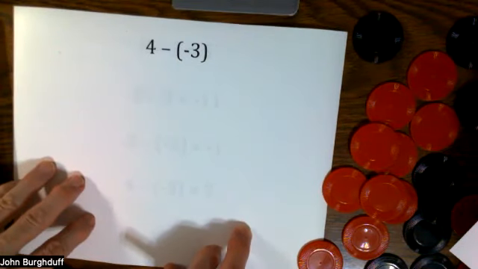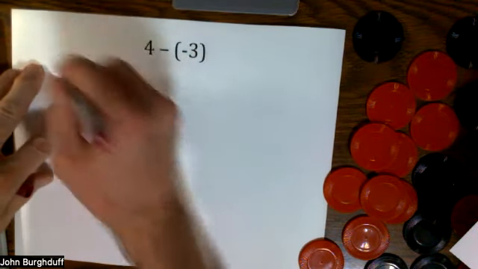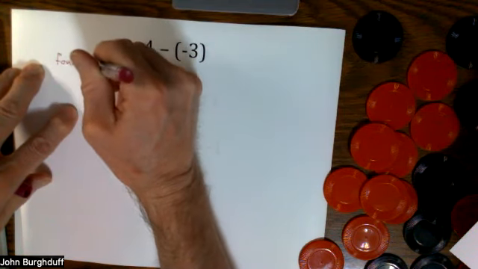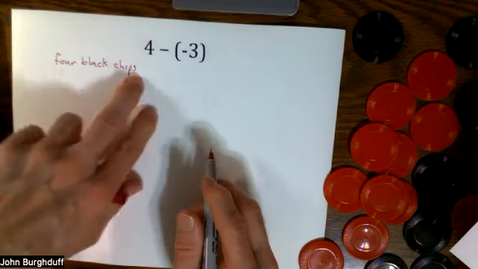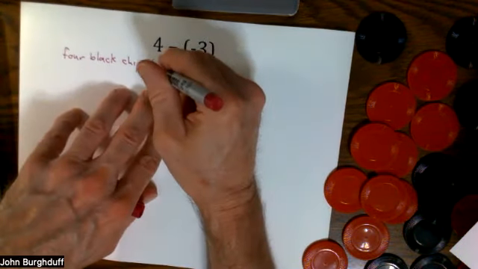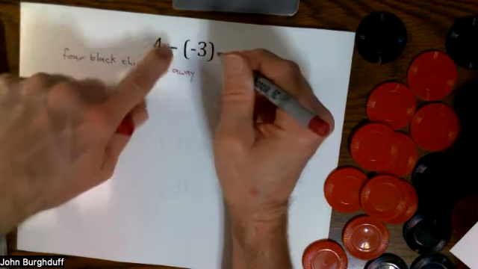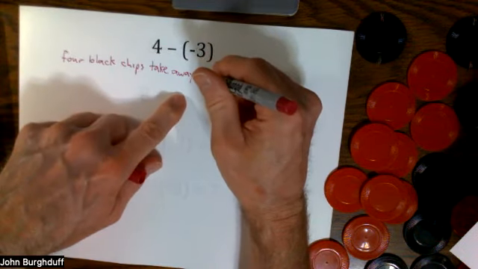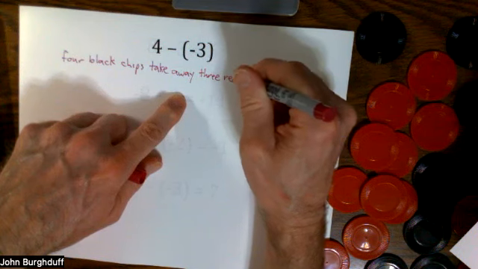Let's do another one. 4 minus -3. Let's write down what we have. We're starting with a 4. That's a positive 4. So we're going to have 4 black chips. We're going to take away because we're subtracting. What are we going to take away? Whatever follows the subtraction sign. We're going to take away 3 red chips because that's a negative.